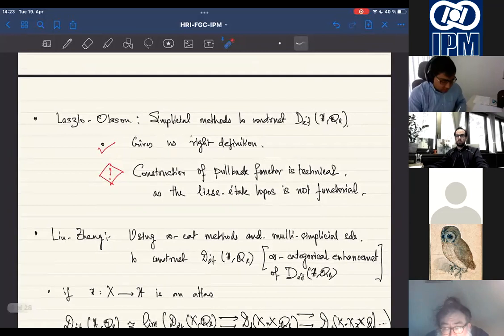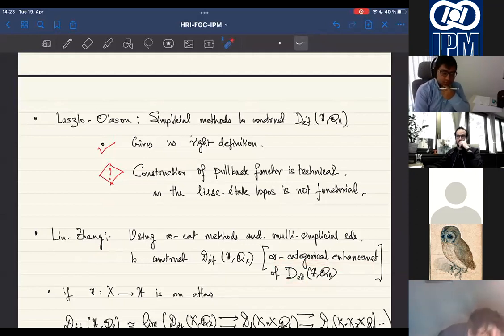So what I was trying to say is that in this construction, the pullback functor is technical, and to evade this, Liu and Zheng come up with not just considering the ambient derived category, but considering the infinity categorical version. That means this is a simplicial set, that is, a functor from Delta^op to sets. And this is an infinity category, that means it has some lifting properties along some special simplicial sets. And if you have such a simplicial set, I can actually consider its homotopy category.